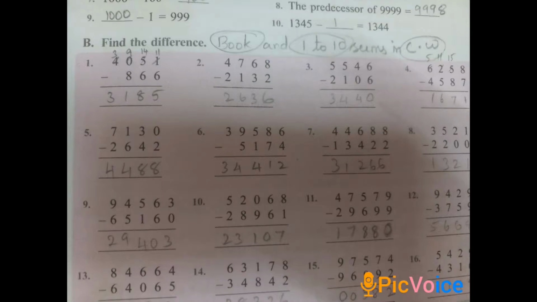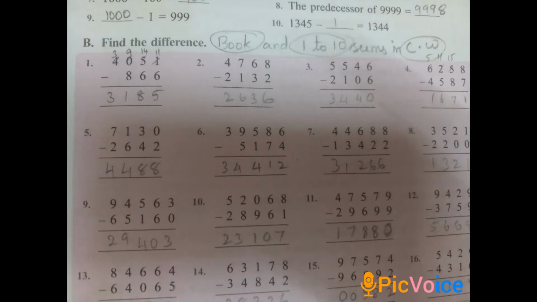Next hundreds place 9 minus 8 is 1. Next thousands place, 3 alone is there, so you write the 3. So the answer is 3185. Similarly the second sum, 8 minus 2 is 6.